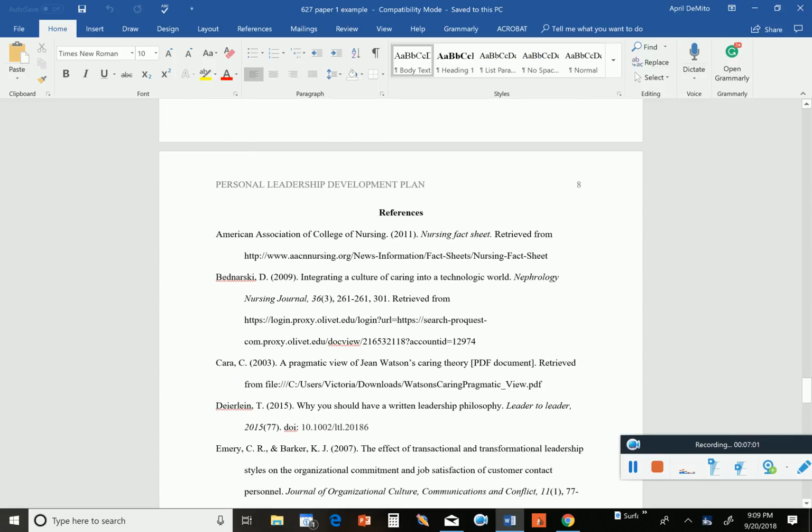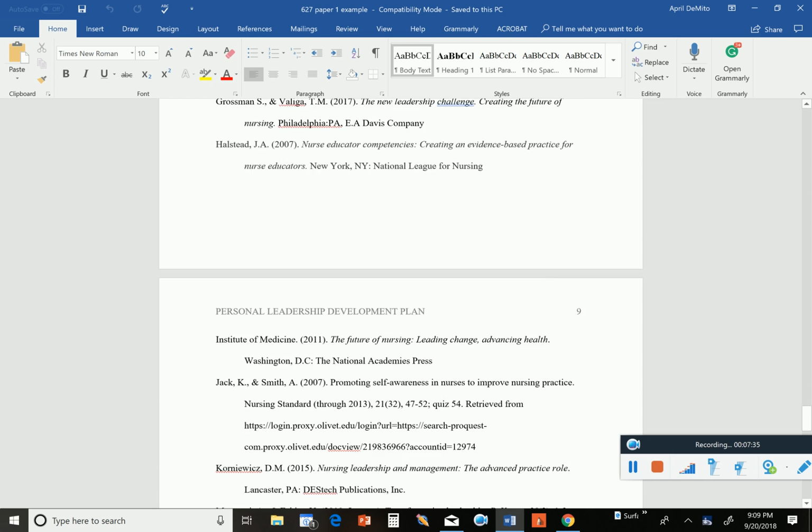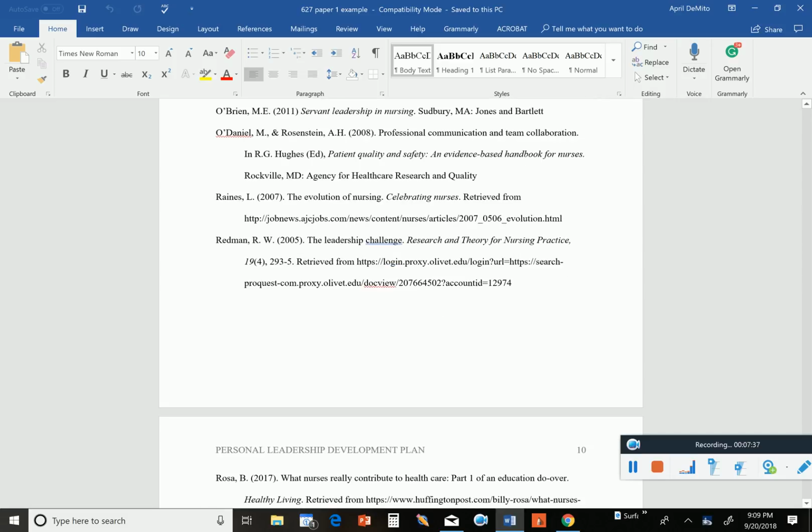Then you need to have your references. And this was taken from a site, AACN Nursing. Anytime you retrieve something from a site, you need to have the title of it before retrieved from in italics. And sometimes there isn't a title, so you can refer to what the website name is, or you can refer to what the content of the site was and put that in italics. That's okay too. And you can see that that's done nicely on this paper.